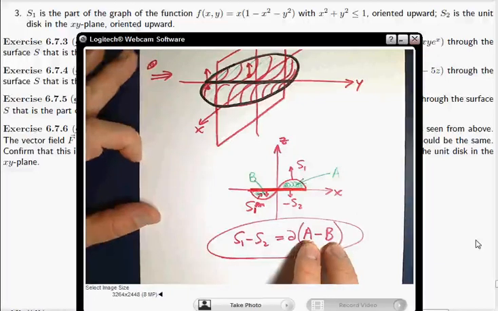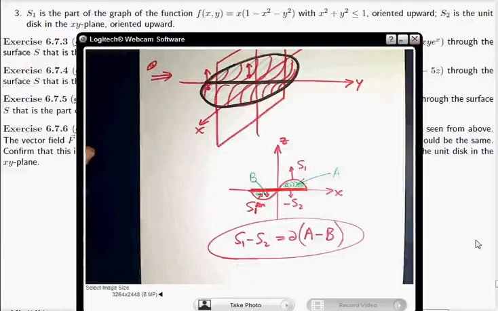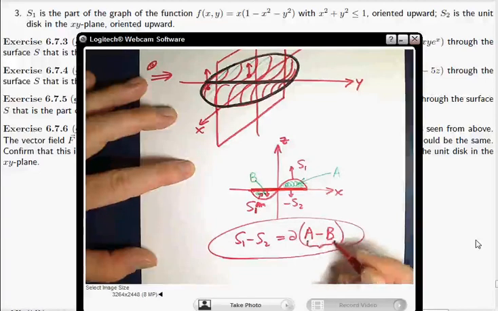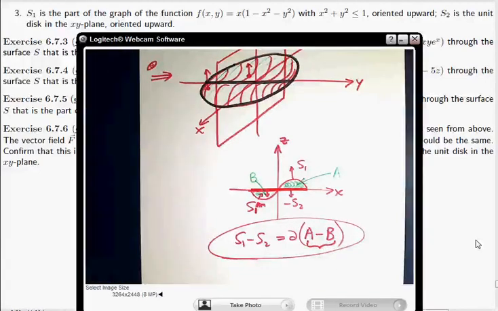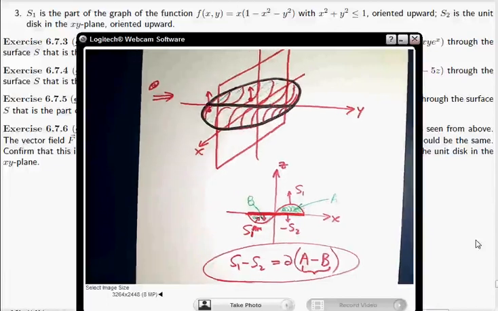Okay, so the answer to this question is that S1 minus S2 is the boundary of this solid called A minus B, as shown in that picture there. It's hard to draw, but this is a good exercise in visualizing things three-dimensionally and thinking about which way the normal goes, outward or inward, and whether this is positively or negatively oriented. It's just a good geometric exercise, really.